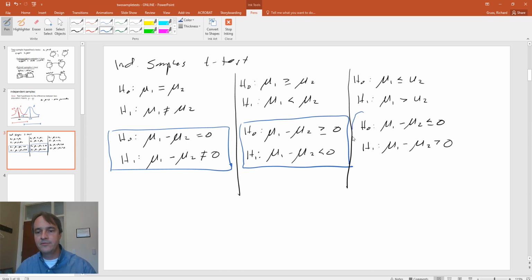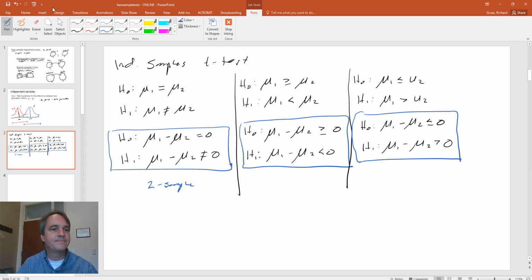Okay, so there are three different ways that we could set up our null and alternative hypotheses under the independent samples t-test. So this would be, of course, the two sample test, and these would both be one tail tests. This is the two tail test, and these are each one tail. And so this is, because we're concerned with the alternative being the, well, basically these are both right. These are both one-tail tests. So we're going to be using the t distribution.